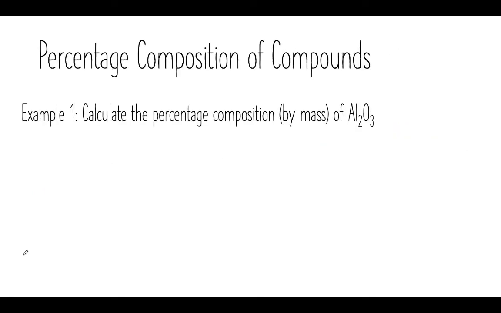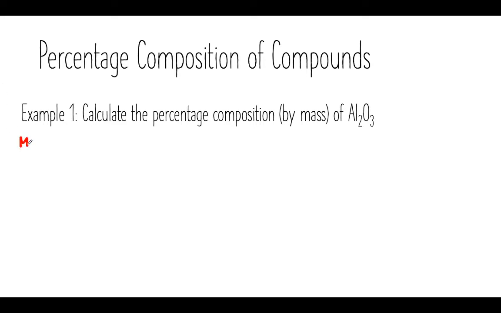All right, let's actually put this into practice. The first example is asking us to find the percentage composition by mass of aluminum oxide, Al2O3. My first step here is to find the total mass of the compound. Because we don't have any other information, but we do have the molar masses of these elements, we're going to go with that. So based off of the molar mass, I'm going to first find the total mass of this compound.